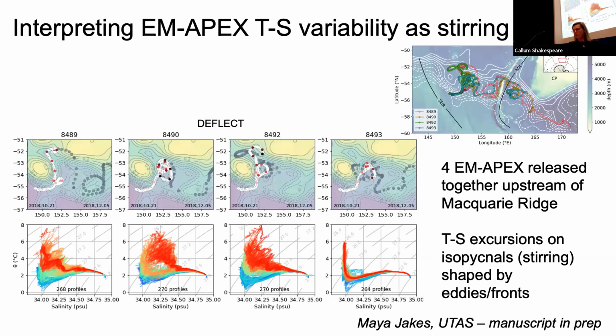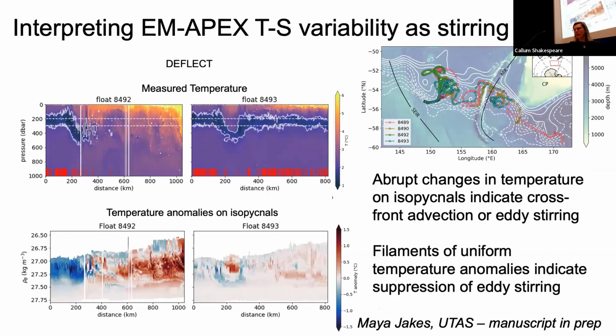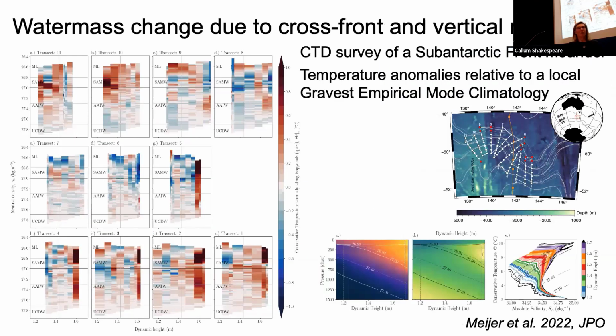So there's strong variability in the stirring, and Maya Jakes is working to quantify that stirring using various methods. And I'll skip over that because I think we might run out of time.